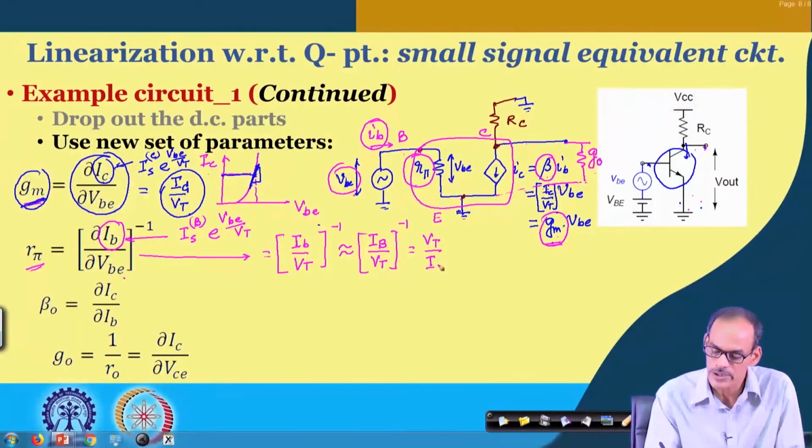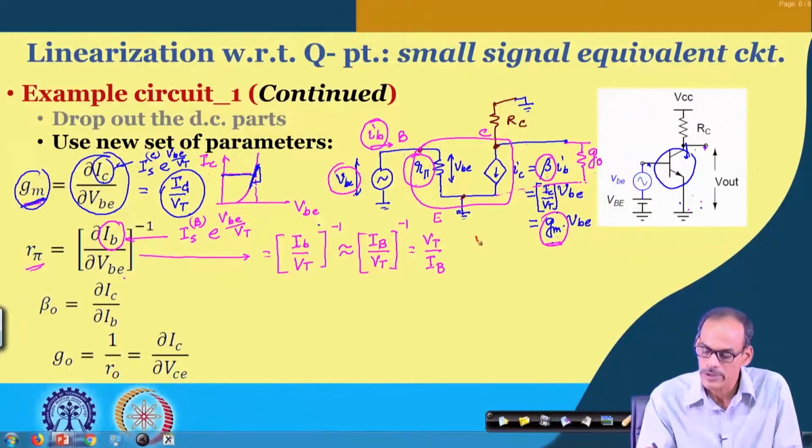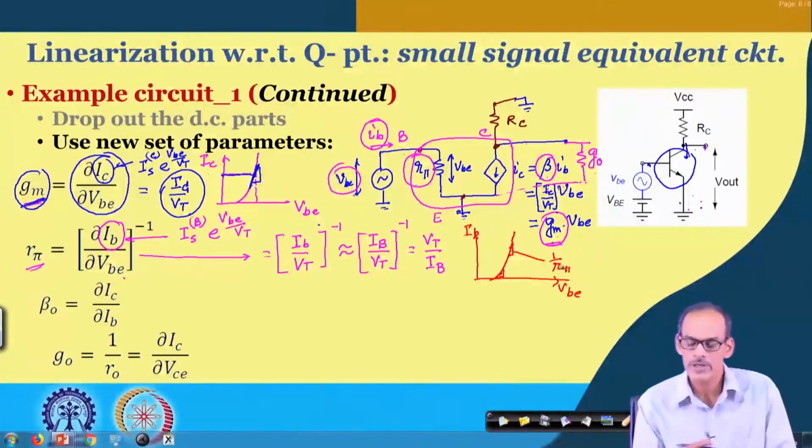In fact, it is intuitive. Let me use a different color. Whenever we are observing the IB versus VBE characteristic curve, depending on the operating point here, we may get some slope, and that gives us 1 by r pi at that point. Now, if I go to some other point here, of course, the corresponding slope will be different. So, obviously, at this point the corresponding r pi will be different.